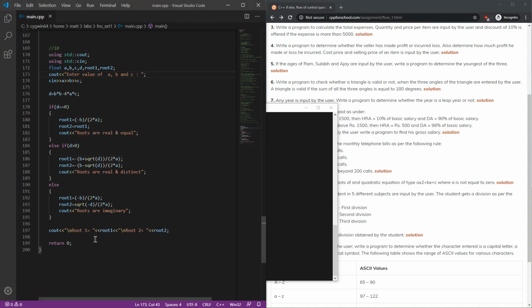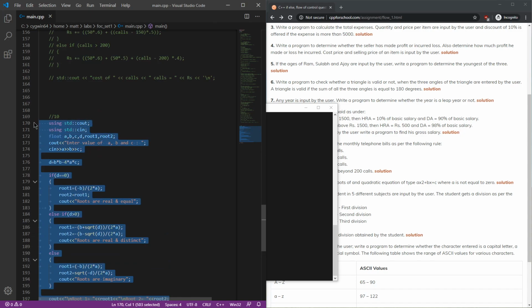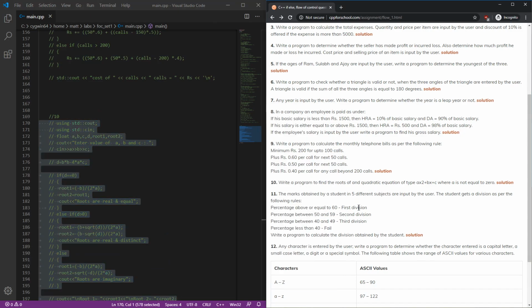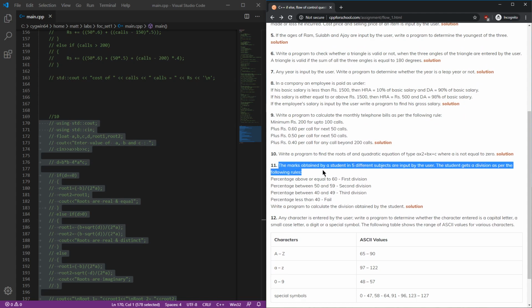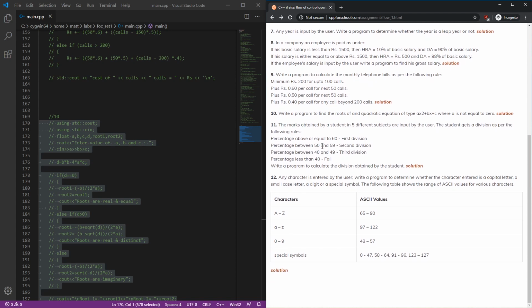All right. So next one, we're going to go ahead and comment out number 10. Let's hope this next one doesn't involve complicated math and looking up a formula, because I don't want to do that live. The marks obtained by a student in 5 different subjects are input by the user. The student gets a division as per the following rules. Percentage above 60, first division. Okay. Percentage of 50 to 59, second division. Percentage 40 to 49, third division. Percentage less than 40, fail. Write a program to calculate the division obtained by the student.